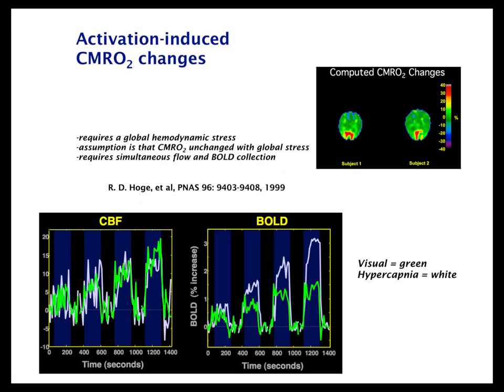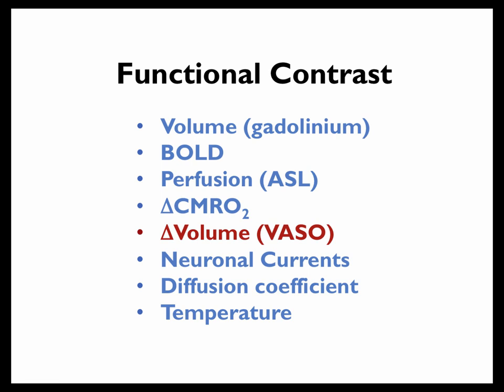We're still working on better ways. There are still ways now, with a certain number of assumptions, of mapping out baseline CMRO2 as well, which would actually sort of push fMRI into the realm of PET, which could be useful, or at least one aspect of PET.